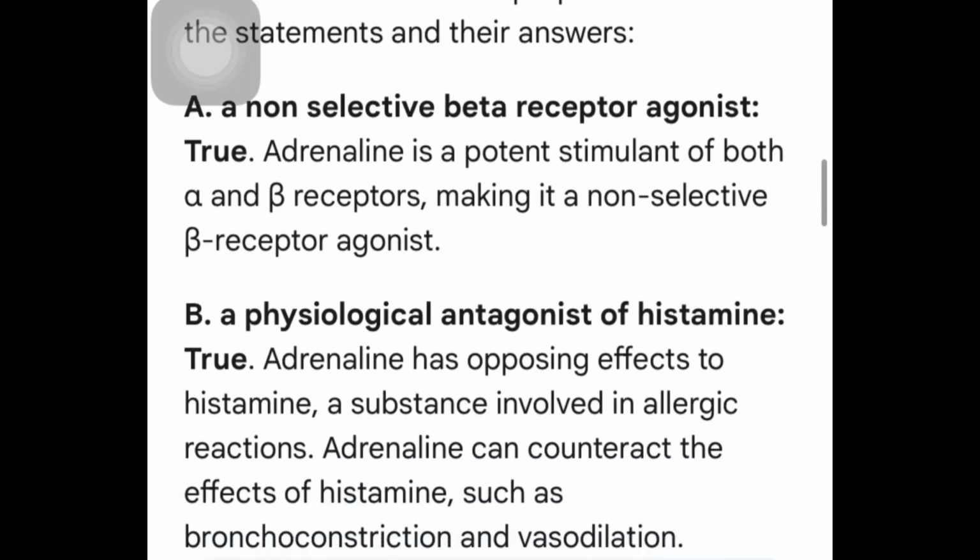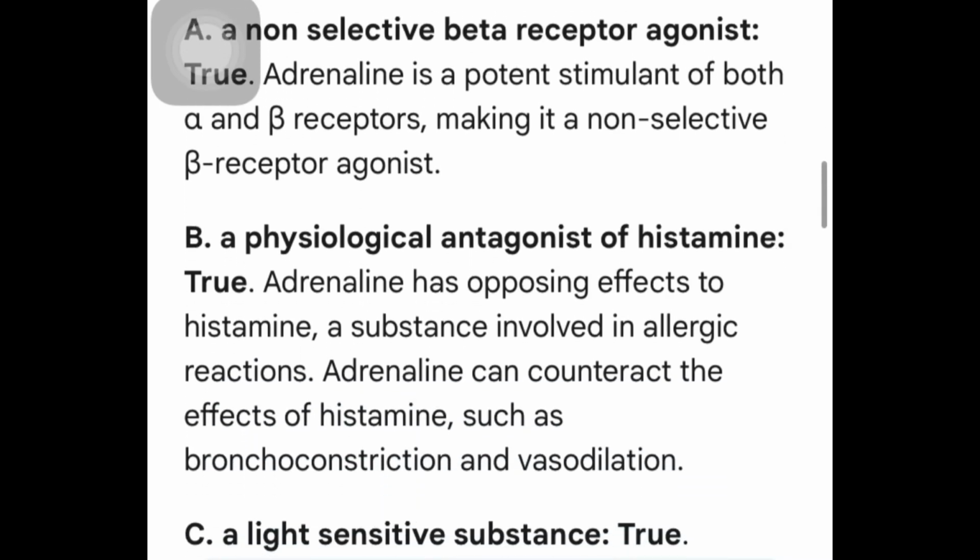B. A physiological antagonist of histamine. True. Adrenaline has opposing effects to histamine, a substance involved in allergic reactions. Adrenaline can counteract the effects of histamine, such as bronchoconstriction and vasodilation.